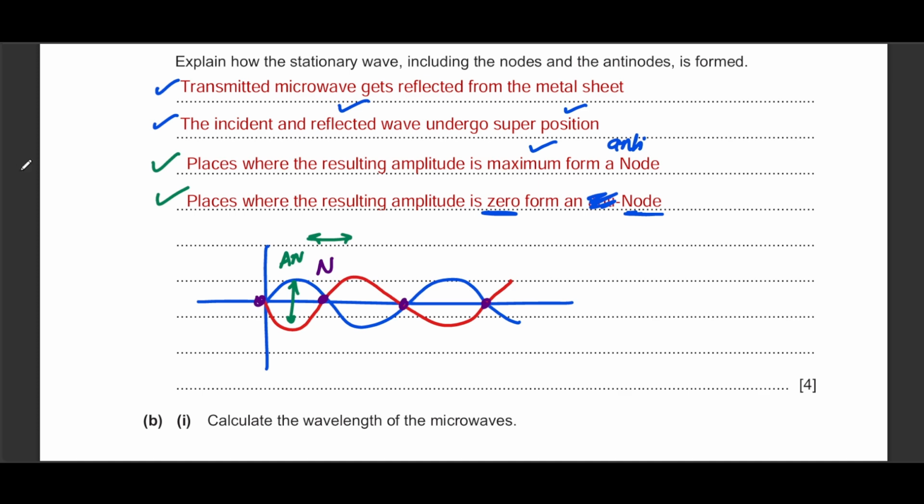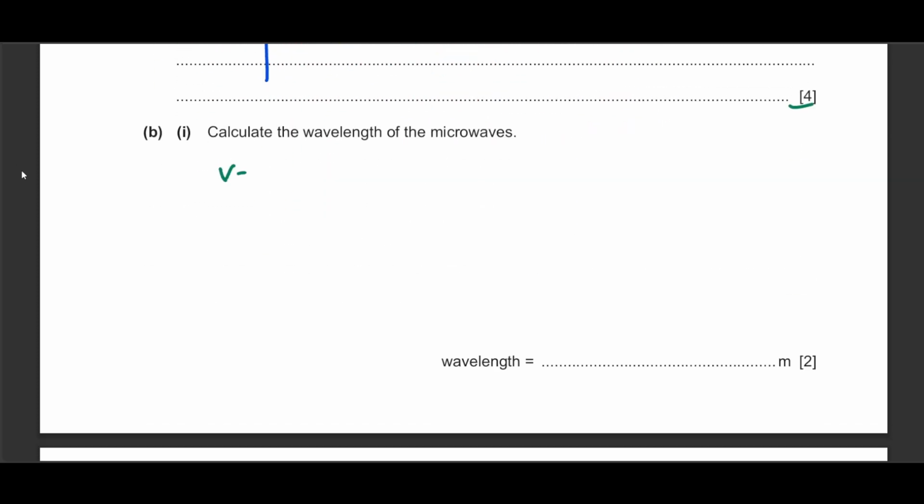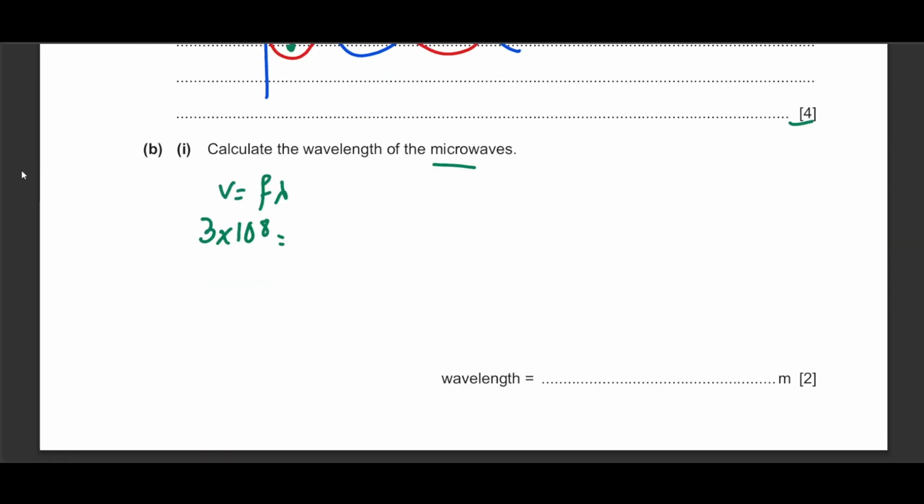for 4 marks, right? Calculate the wavelength, very simple. V equals F lambda. Velocity is not given in the question, but since you know it's a microwave, all electromagnetic spectrum waves have the same speed, which is 3 into 10 raised to the power 8. The frequency was probably given in the question, which is 6.3 gigahertz. So this will be 6.3 into 10 raised to the power 9 into lambda. When you find lambda, this is going to come out as 0.048 meters, which you're going to, of course, write down over here.